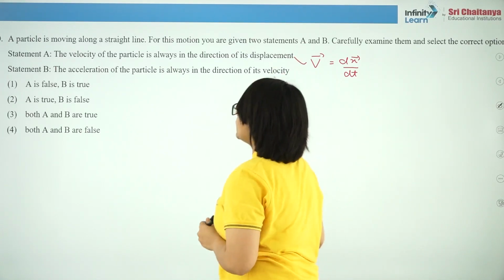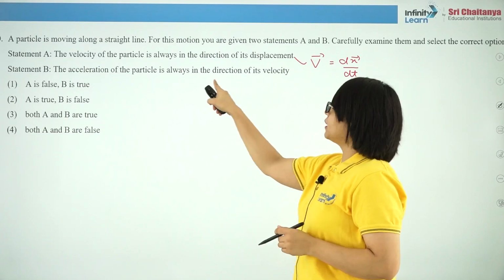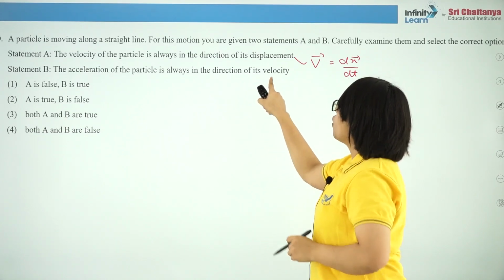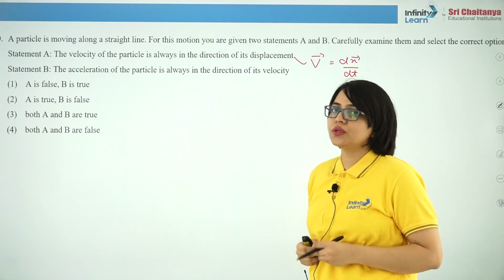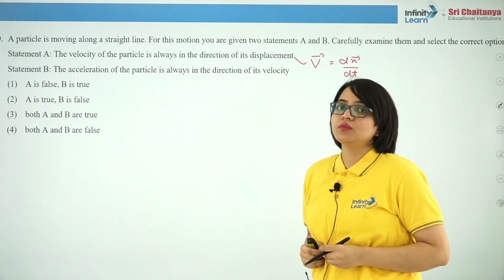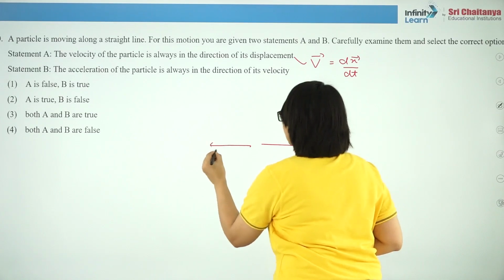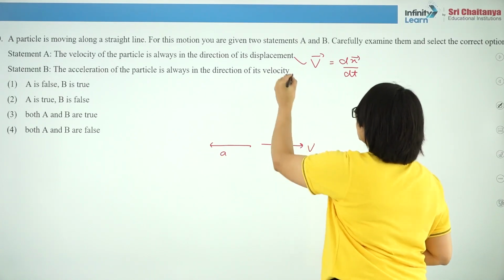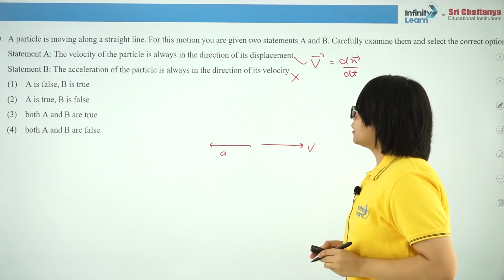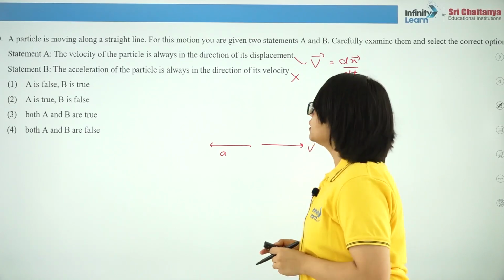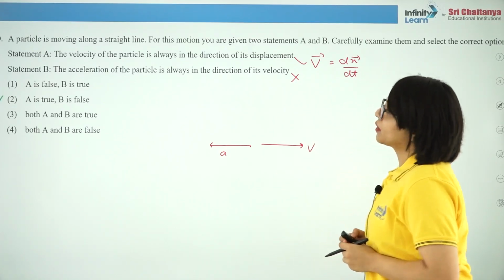Let us talk about statement B. The acceleration of the particle is always in the direction of its velocity. No, it is not true. In the case of retarding motion, acceleration and velocity are in opposite directions, right. So, this statement is false. So, statement A is true, but B is false, which is option 2.